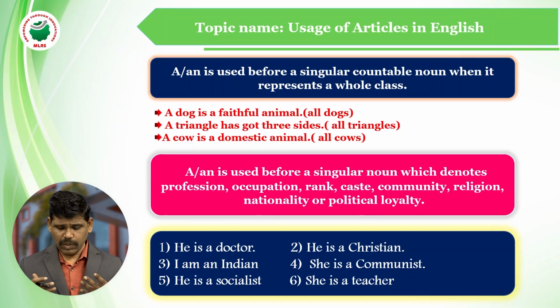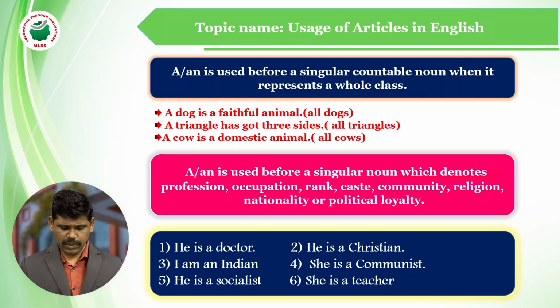A is used before a singular noun which denotes profession, occupation, rank, caste, community, religion, nationality, and political loyalty.